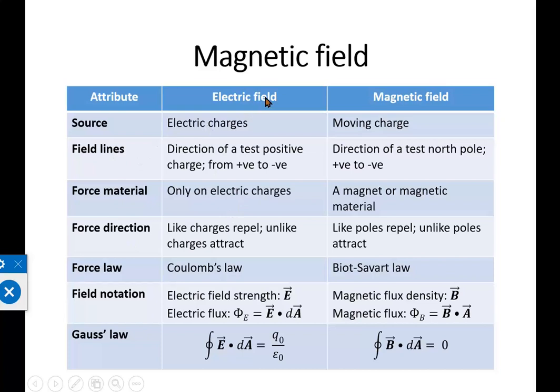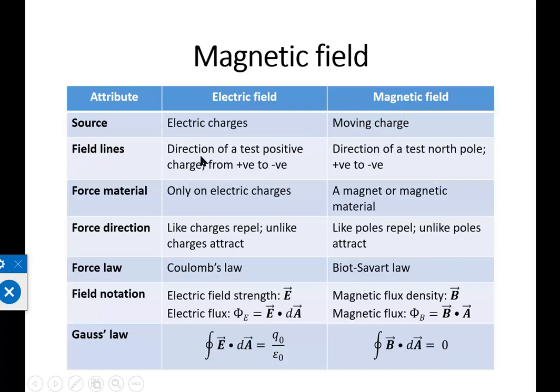So let's compare magnetic fields and electric field. They have so much in common, and there are important things to distinguish one from the other. When it comes to the sources of these fields, electric fields are produced by electric charges, whether they are stationary or moving. And magnetic fields are created by moving charges. If a charge is moving, then a magnetic field will be created around it.